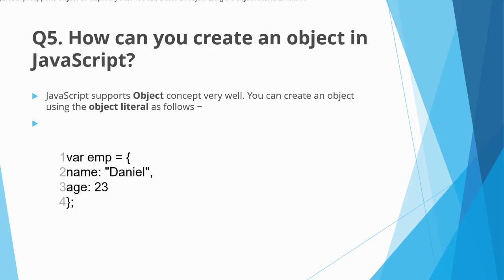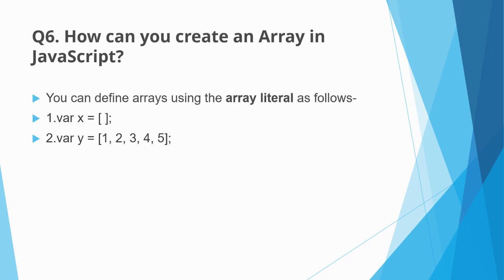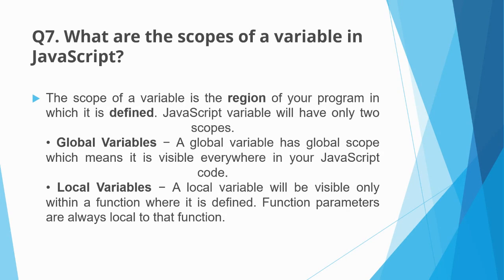Next question is, how can you create an object in JavaScript? So with the following code, we can create the object in JavaScript. Here in this example, we created an object named emp, in which we stored a string and an integer. Next question is, how can you create an array in JavaScript? So we can create an array with the following syntaxes. So here we created two arrays x and y, where x is an empty array and y is an array of five integers.